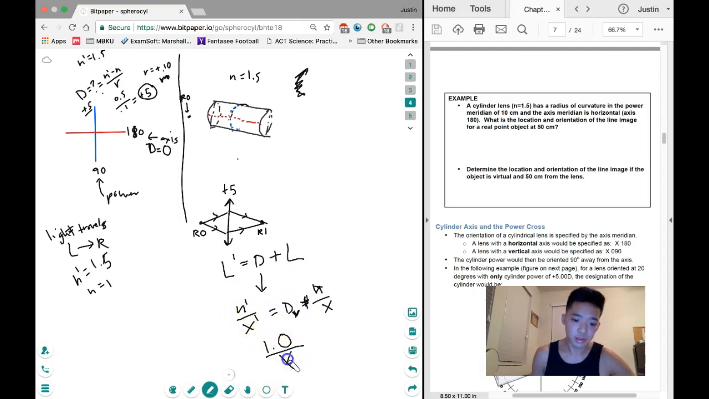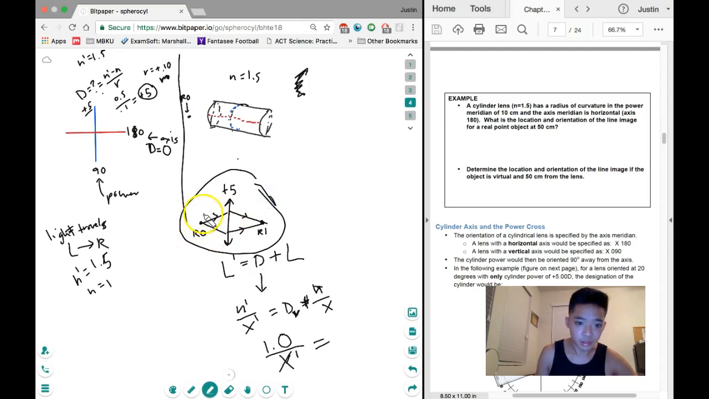And then we want to know where the image is. That's what the question asks. It says, what is the location of the line image for a real point object at 50 centimeters? So that's this drawing right here, where this distance is 50. Remember to write it as negative, because conventionally, if it's an object on the left side, it's negative. So that's your x: x equals negative 0.5 meters, because we always want it in meters.